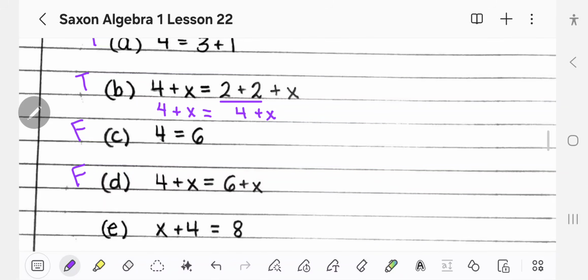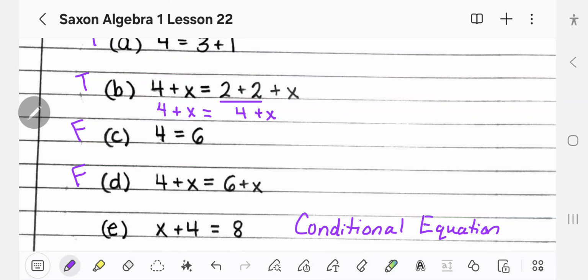And then E, x plus 4 is equal to 8. Well, I guess it depends on what x is, right? Because what if x is 1? 1 plus 4 is not equal to 8. But what if x is 4? 4 plus 4 is equal to 8, right? So this one is going to depend. So what am I going to call this? This is actually a conditional equation. We can't tell if that is true or false because we don't know what the replacement is for x.